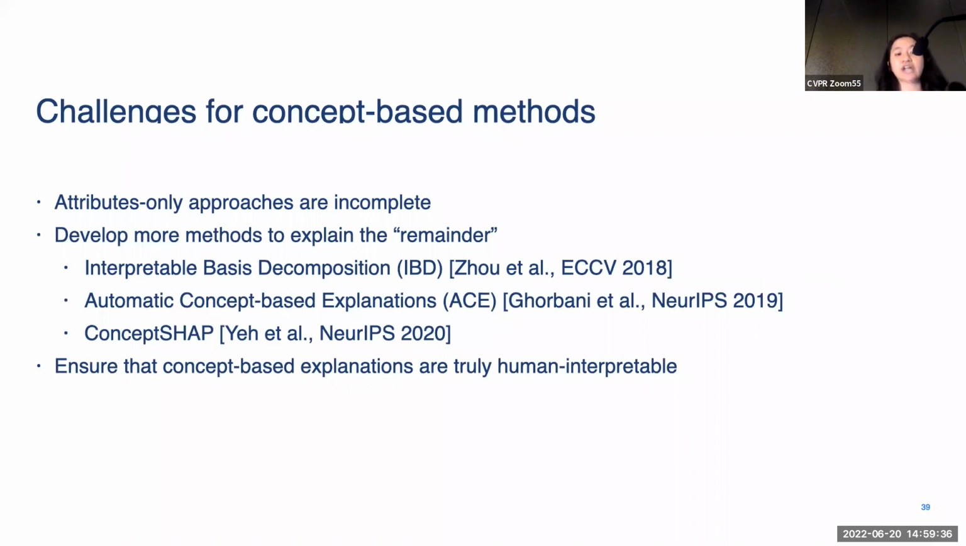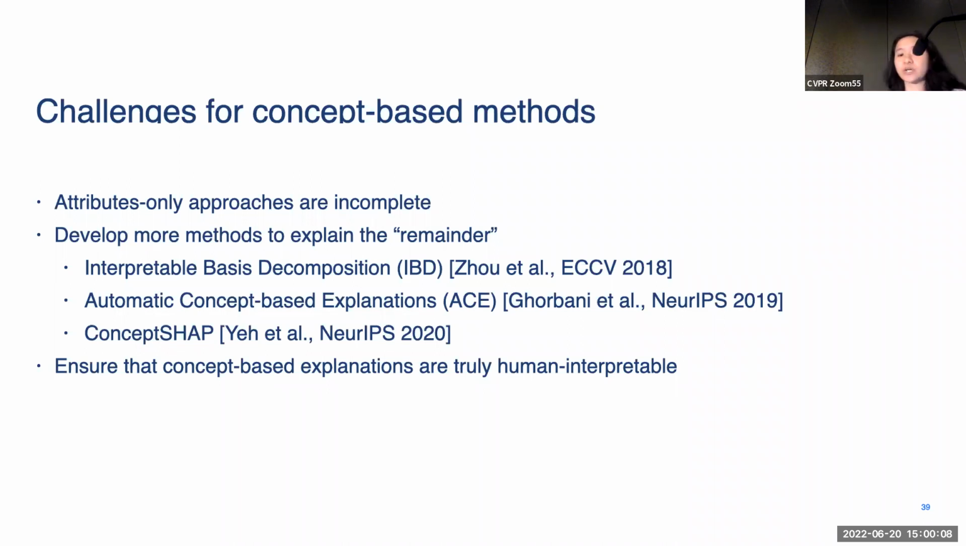The first is that attribute-only approaches are incomplete, and we need to recognize that whenever we're developing this class of methods. The second is we need to develop more methods that explain this remainder part. There's been some amazing work on this, but from our exploration, we invite much more work in this space. And third, we want to ensure that the concept-based explanations are truly human interpretable. What we notice in our work is that some explanations use over 100 concepts, and we're not confident that humans can reason about that many concepts at once.